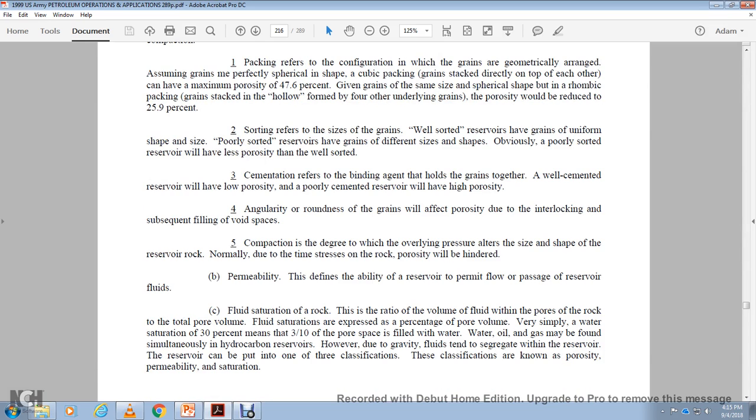Fluid saturation of the rock is the ratio of the volume of fluid in the pores of the rock to the total pore volume. Fluid saturation is expressed as a percent of the pore volume. For example, a water saturation of 30% means 3 out of 10 of the pore space is filled with water. Oil and gas are found in the same way, being types of hydrocarbon.